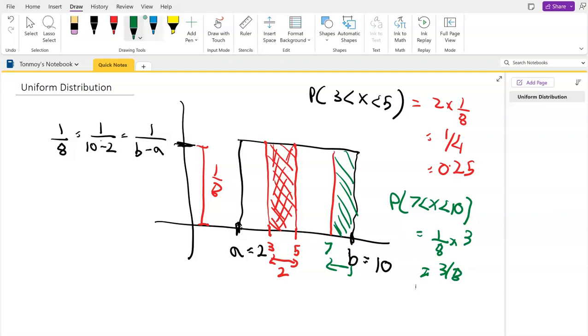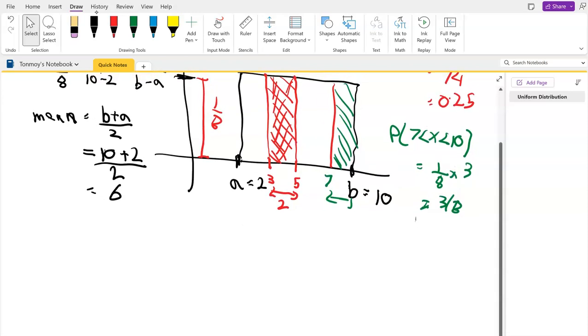Now, to find the mean and standard deviation of a uniform distribution, the mean is going to be b plus a over 2. So in our case, the mean will be 10 plus 2 divided by 2, which is going to be 6. So the mean of this uniform distribution is going to be 6.